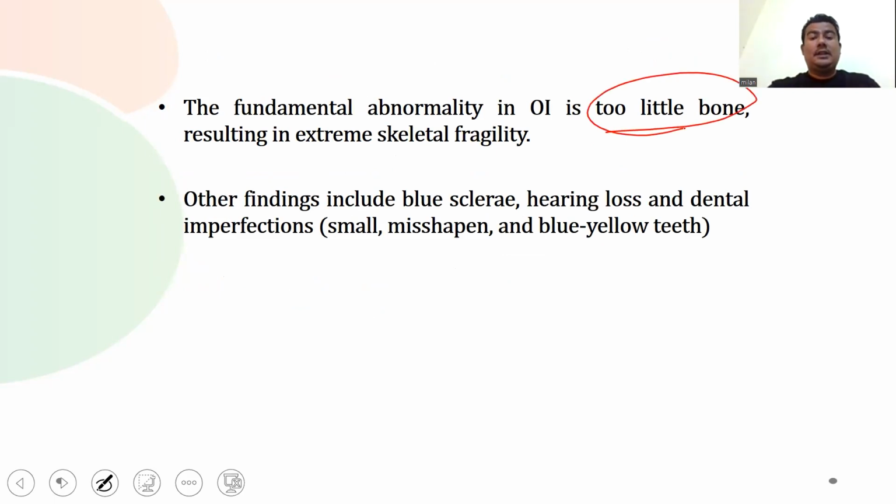So this leads to extreme skin fragility. In addition to the bony changes, other findings that you can find in osteogenesis imperfecta are blue sclera, hearing loss, and dental imperfections.